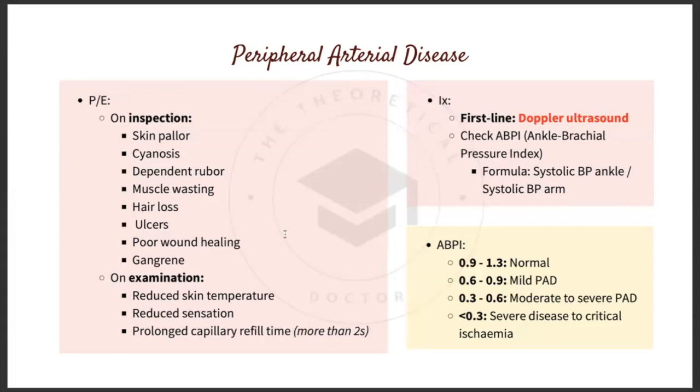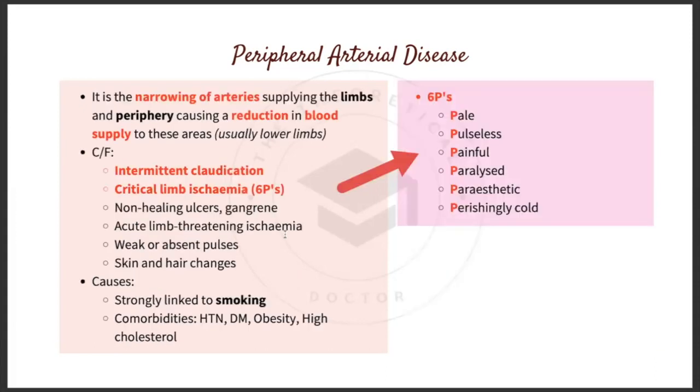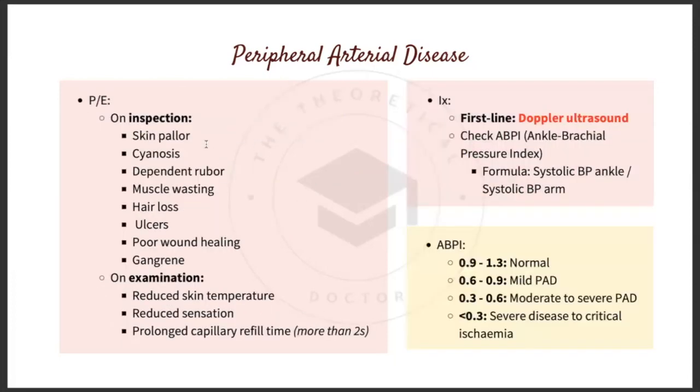So on physical examination, after you've taken the history and also take note of these clinical features or even ask them, is the inspection. So you move on to physical examination. On inspection, you will notice some skin pallor, sometimes even cyanosis, dependent rubor. So some parts are red, some parts are not. There may even be muscle wasting because there's inadequate blood supply, right? So there might be muscle wasting due to lack of use of that particular muscle or lack of blood supply to that area. Hair loss, ulcers, poor wound healing, or gangrene.